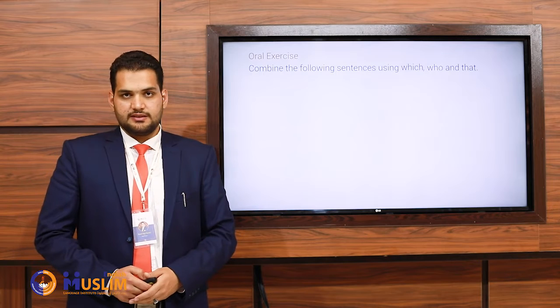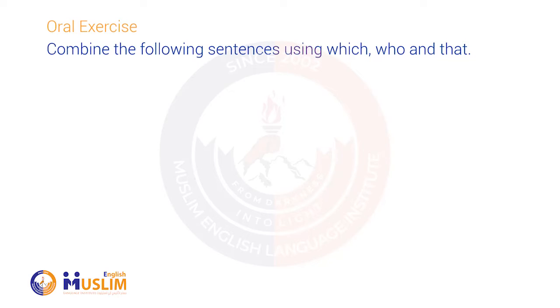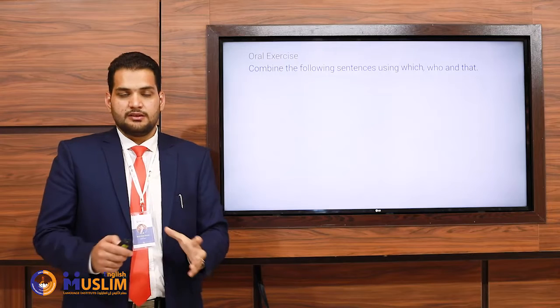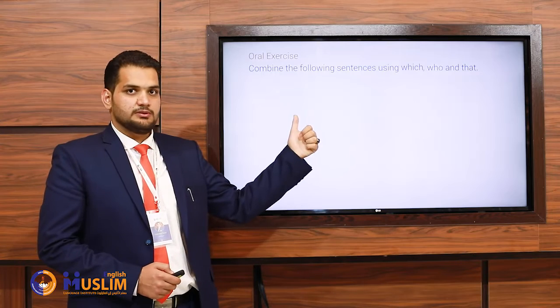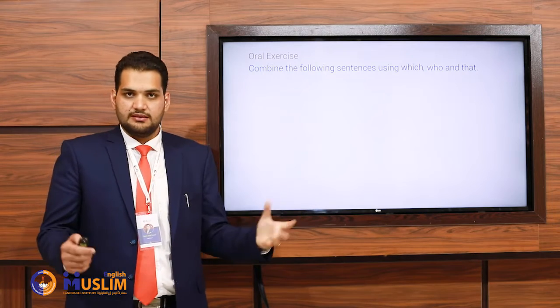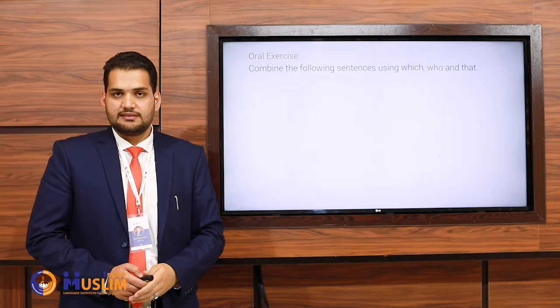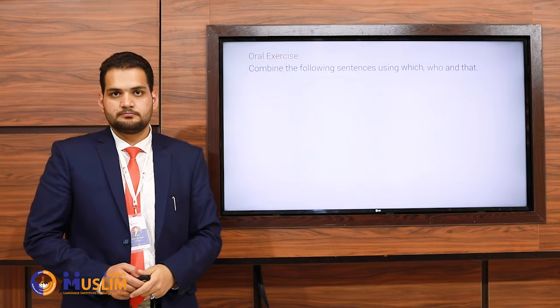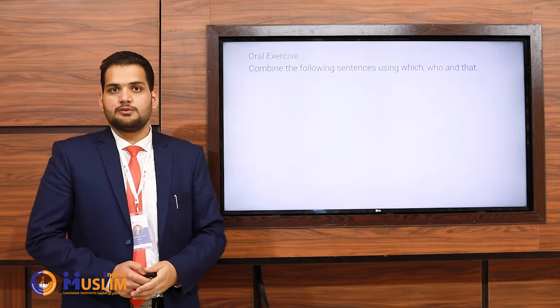Let's do an oral exercise. Combine the following sentences using which, who, and that. Do not forget that who is used for people, which is used for things and places, and that can be used for both of them. For animals as well, you can use which.